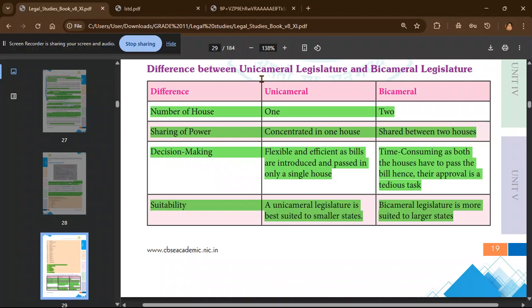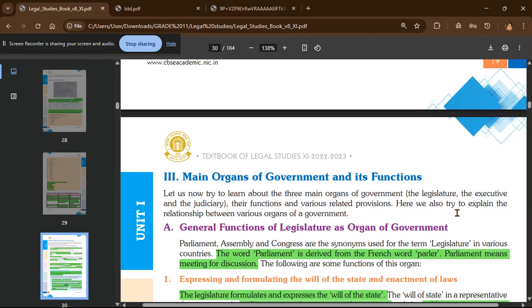Then the difference between unicameral and bicameral legislature: unicameral has one house, bicameral has two. Here the power is concentrated in one house; there it is shared between two houses. Decision making is flexible when bills are introduced and passed in a single house. In bicameral, it is time consuming as both houses have to pass the bill, hence approval is a tedious task. Suitability: unicameral legislature is best suited to smaller states, and bicameral is suited for larger states.